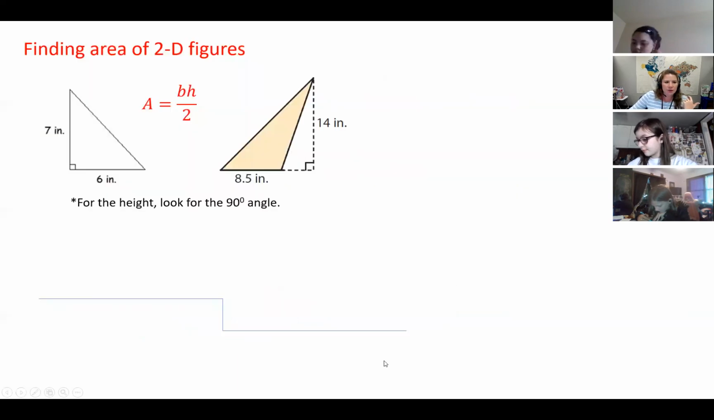All right, and that's all I had about cross sections. Y'all good? Are y'all going to get the question right about the cylinder if I cut it parallel to its base?